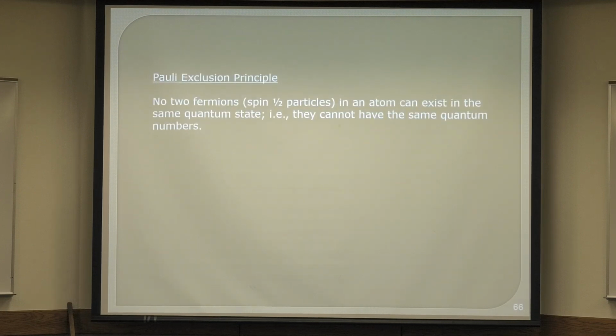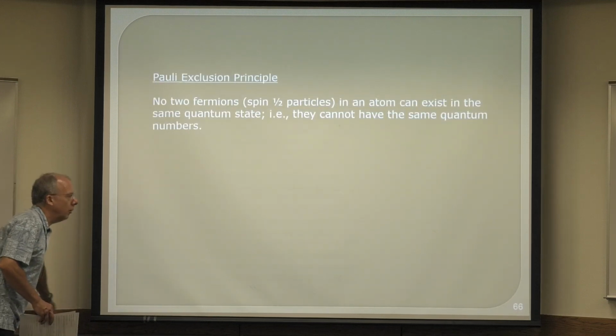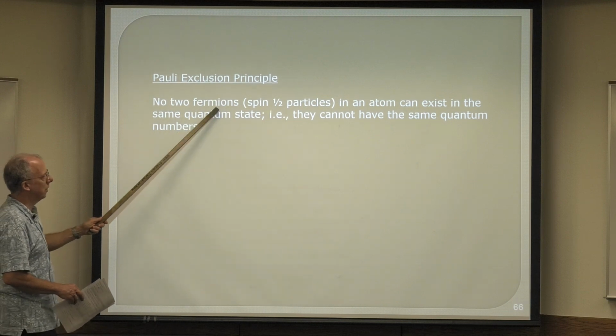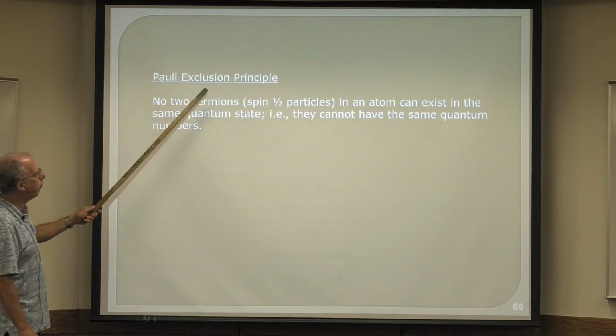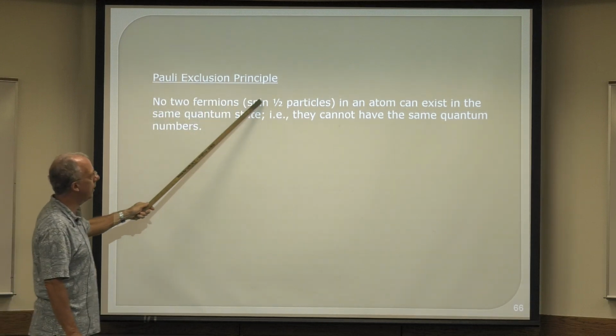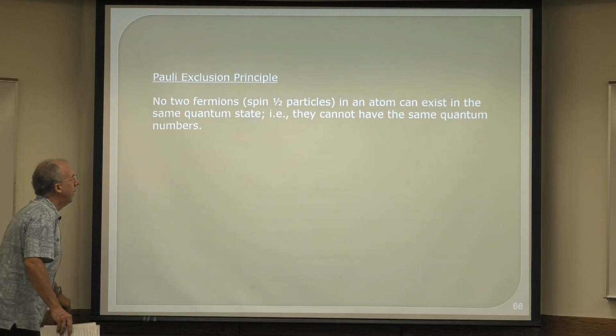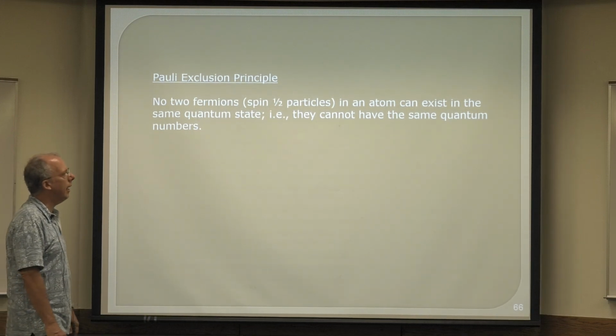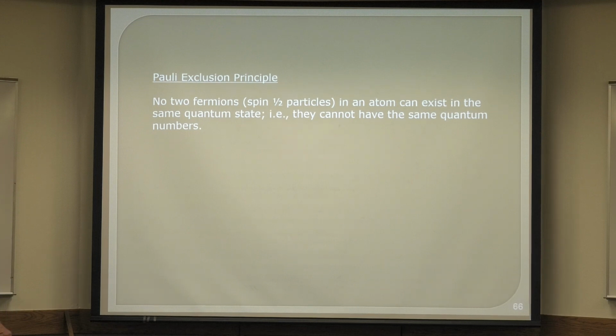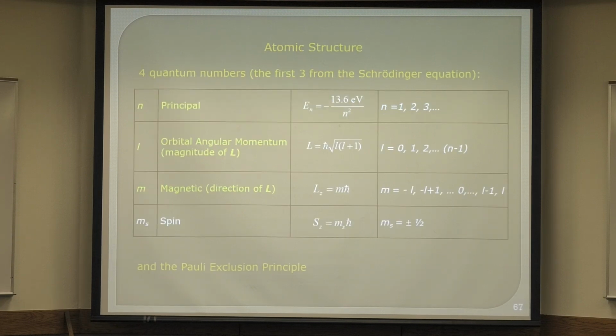So I mentioned this term when we did nuclear physics. No 2 fermions. A fermion is a spin half particle, like an electron. No 2 fermions in an atom can exist in the same quantum state. They cannot have the same quantum numbers. And who cares, right? Well, if you're a chemist, you really, really care. Because what does this mean?